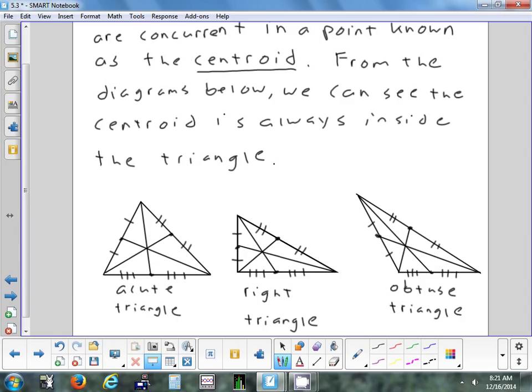Anybody have any idea what that point is physically in terms of the triangle? It's not the center of a circle that goes through the vertices or is inside the triangle. That's the circumcenter and in-center. But this point is special. Anybody have a thought? Can you be more specific? What do you mean by the center of the triangle?